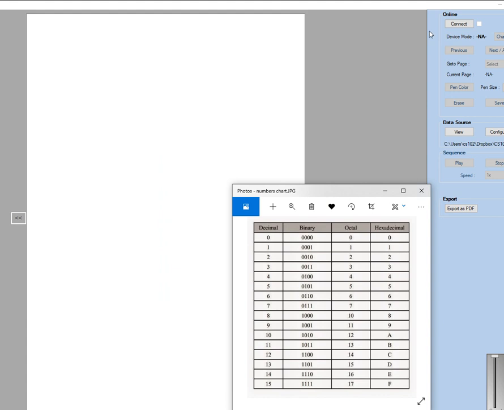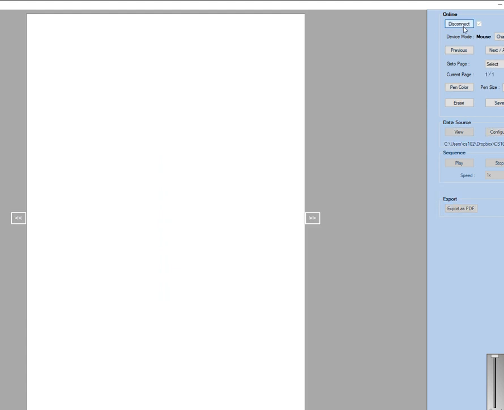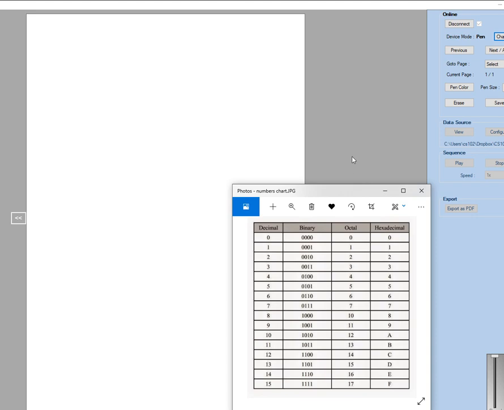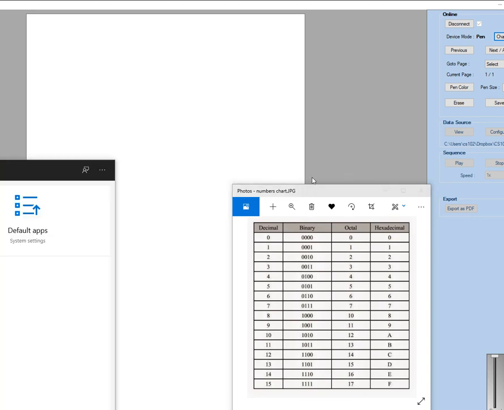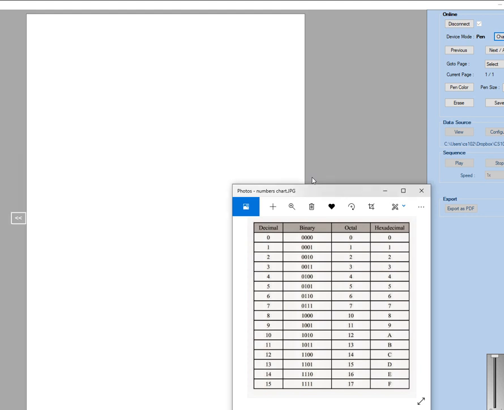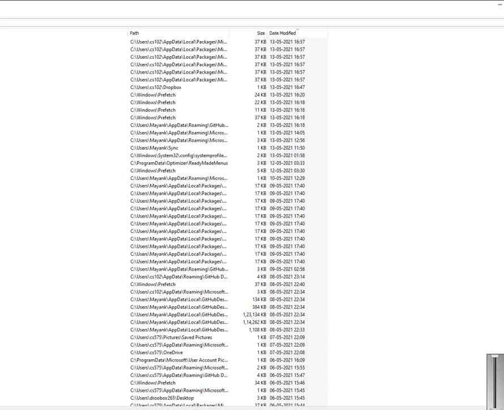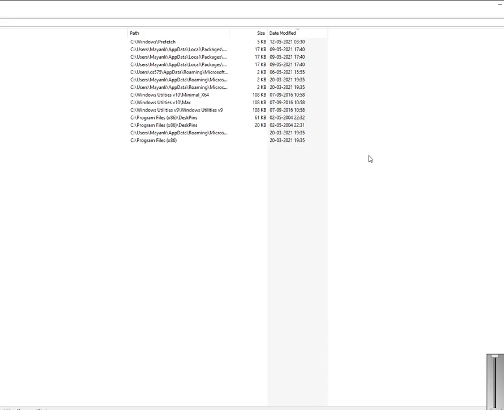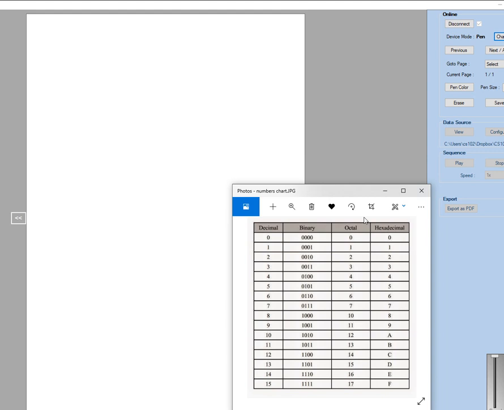So first, let us just connect here in the pen mode, and let me keep this on top. Okay, so now this is on top. So let me just write the number system.